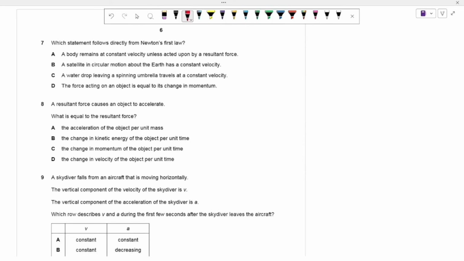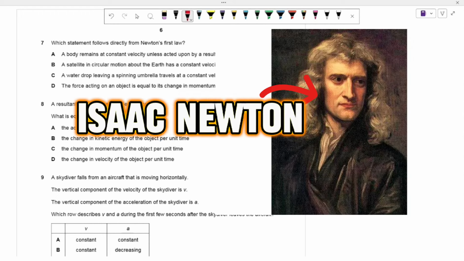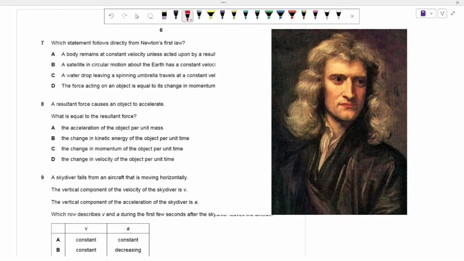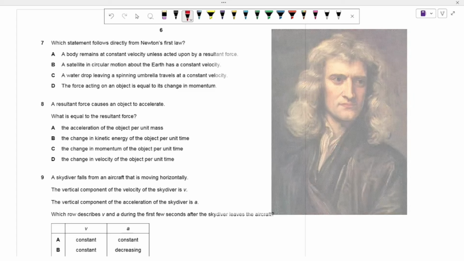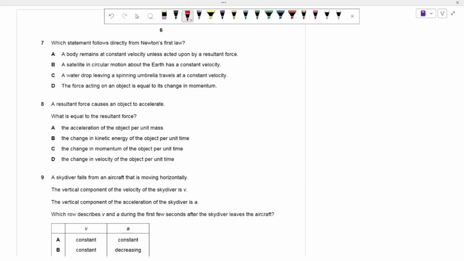Which statement follows directly from Newton's first law? So we have Sir Isaac Newton, very famous guy in the 17th century, I think. He came up with 3 laws of motion, very, very important. So you're supposed to know them as a physics student. The first law says that a body at rest will remain at rest, or in uniform motion, unless acted upon by an external force. That is accurately described by A. Second law, the force is directly proportional to the rate of change in momentum.